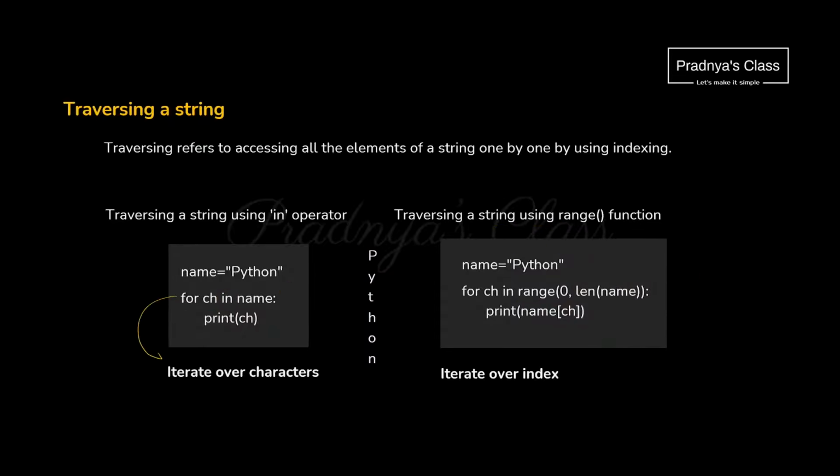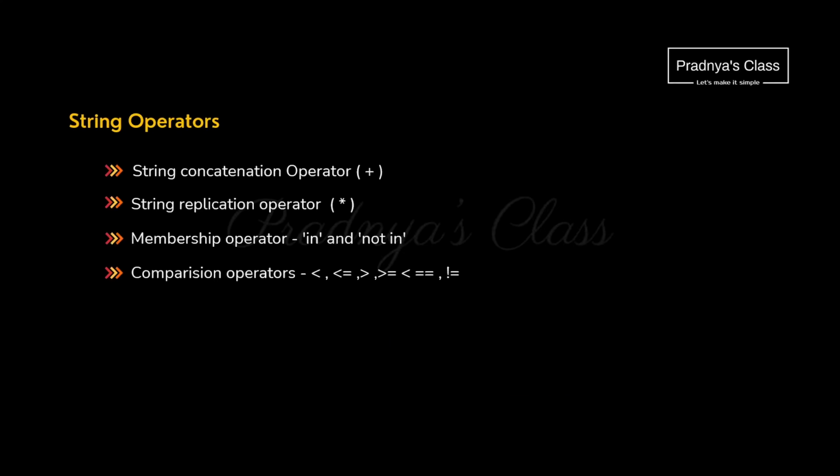If we are iterating using in operator over the collection, we are iterating over the characters. But if you are using range function, you will iterate over index. That is why while printing you have to write the name of the string along with its index. Here is the category of operators which we can apply on the string. Plus is used for concatenation, star is used for replication or as a repetition operator. With membership operator, we can check whether the given string is present in the original string or not. And here is a list of comparison or relational operators with the help of which we can compare the individual characters of the different strings.